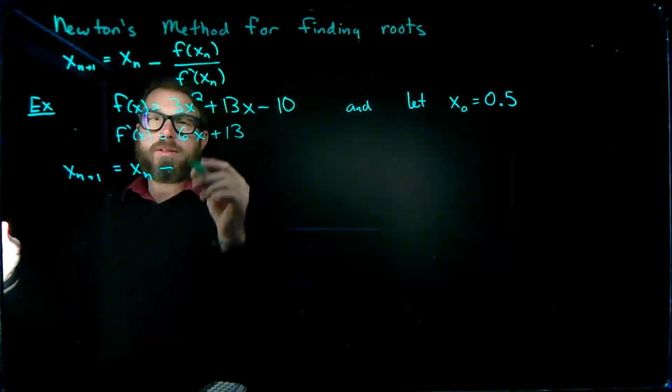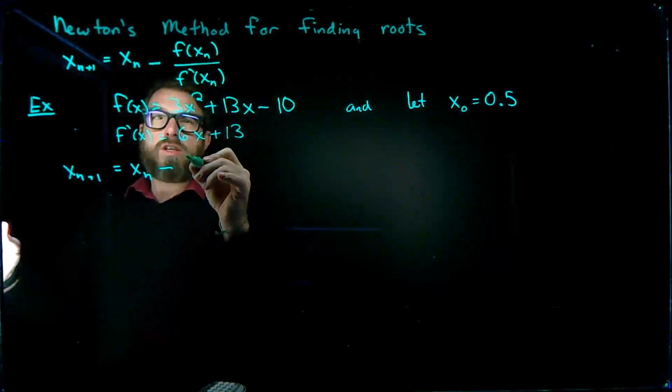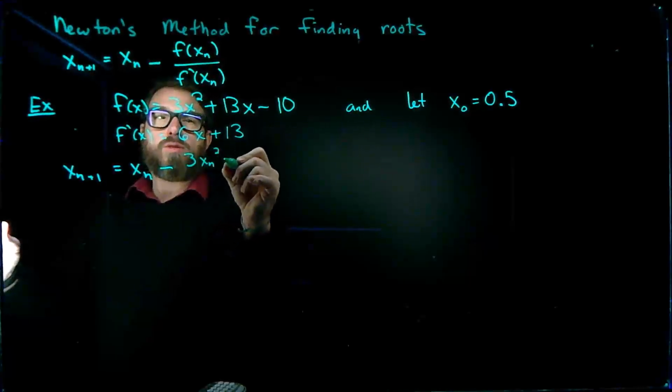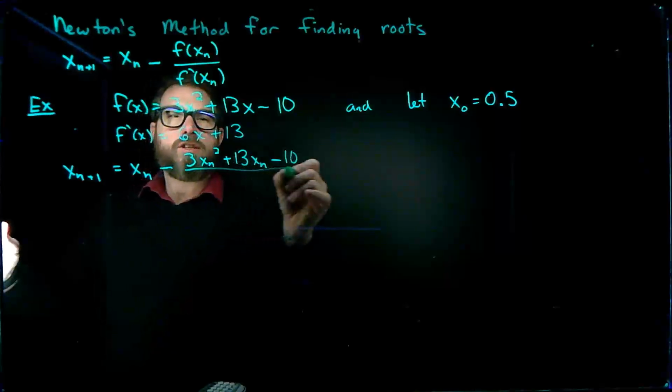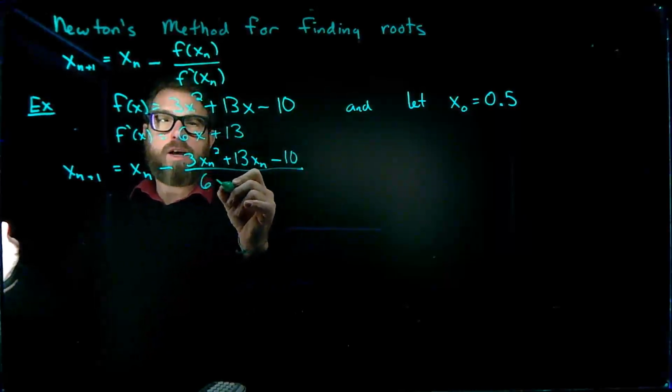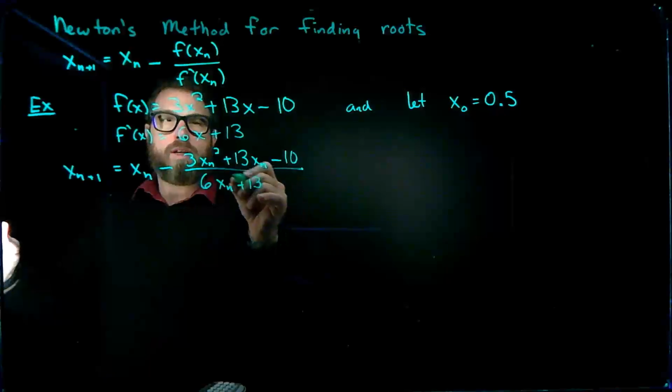For some reason, a lot of people mess up that minus sign as well. So this is going to be 3x^n squared plus 13x^n minus 10, and then this is all going to be over 6x^n plus 13.